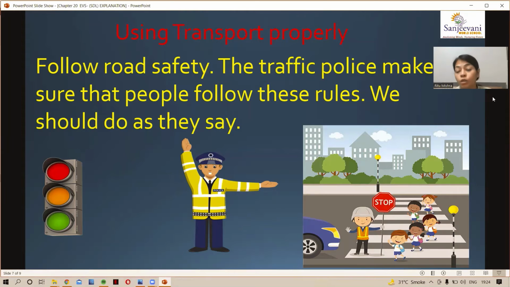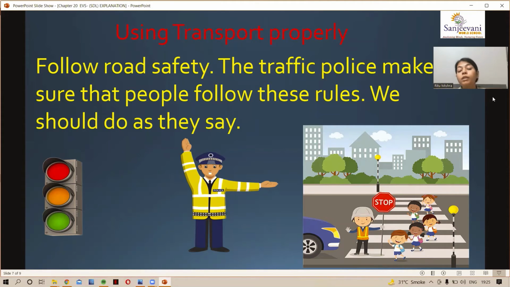Like when you are crossing the road, you need to use the zebra crossing. While you are driving your private vehicle, if you are in a car, you need to wear the seat belt. While you are driving a two-wheeler, like if you are on a scooter, you need to wear the helmet. On the road, you need to follow the traffic lights.